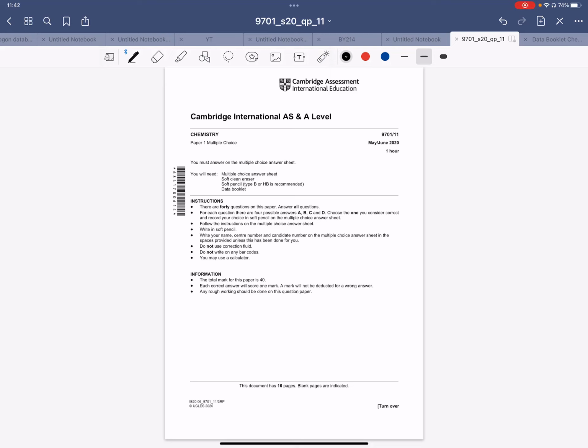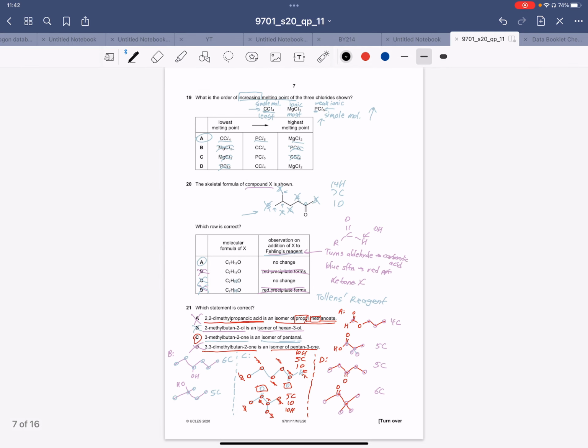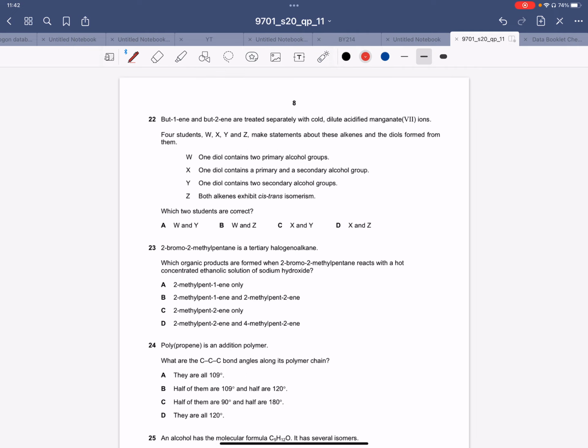All right, we're moving on again. This is part three now of the May June 2020 series, 9701, paper 1-1. Let's just keep going. I think we're doing 22 through 30 today, but let's just double check. Yep, 22. All right, let's just move on from here.